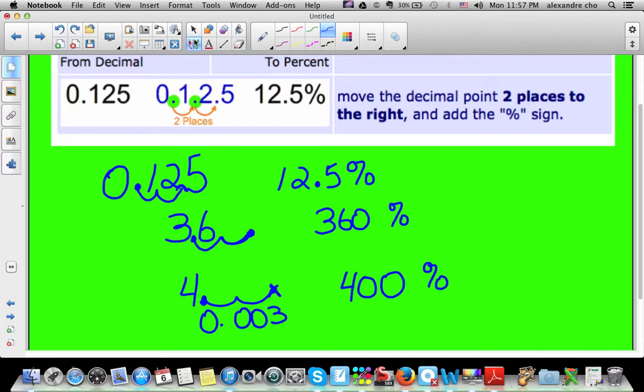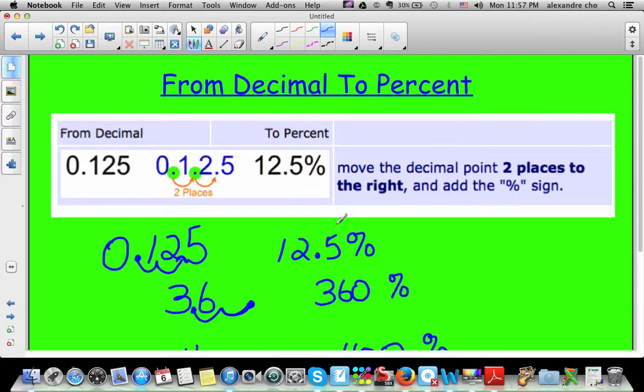Okay, 0.003. As a decimal, we're going to change it to percent. So again, here's my decimal. I'm going to move it 2 spaces to the right. I'm going to go 1, and I'm going to go 2, so it's between the 0 and the 3, so it becomes 0.3%. Do I need the other 2 zeros here in the front? No, I don't. Just one should be enough. Okay? So that's decimal to percent.